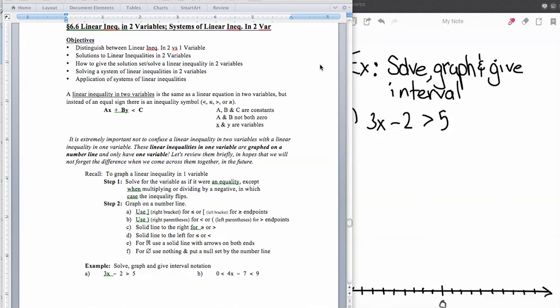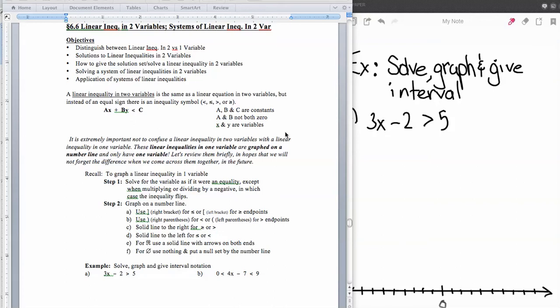This begins our lectures on section 6.6, which is linear inequalities in two variables and systems of linear inequalities in two variables. We're going to, first of all, revisit the linear inequality in one variable, and then we're going to compare and contrast that to our linear inequalities in two variables. And we're going to learn how to make the solution set for a linear inequality in two variables, and then we're going to solve a system of linear inequalities, and then we're going to apply linear inequalities.